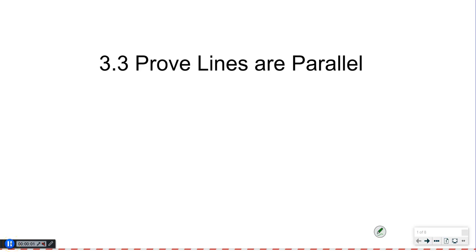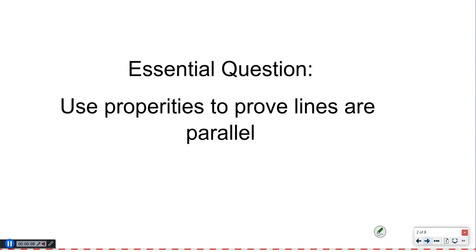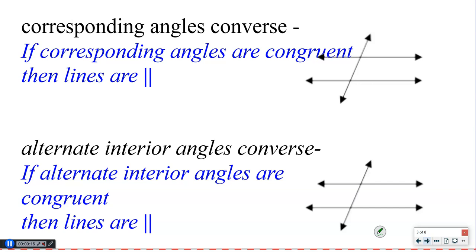All right, class, section 3.3, prove lines are parallel. You're proving the lines are parallel. I'm going to use properties to prove that those lines are parallel. It is kind of backwards from proving that angles are congruent. And that is the corresponding angles converse, which states, if corresponding angles are congruent, then lines are parallel.